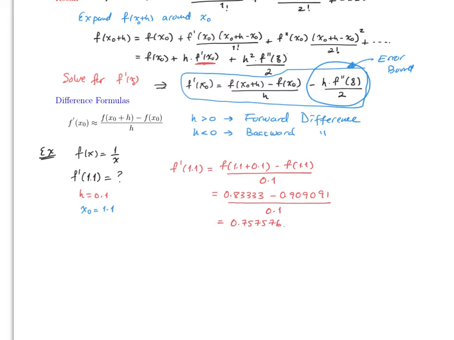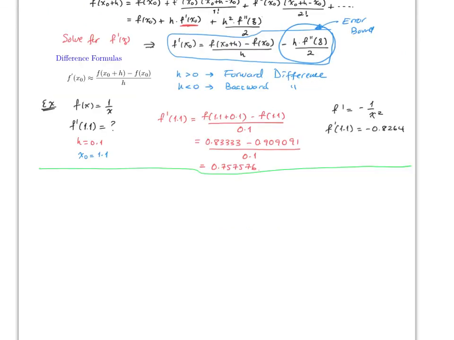Now notice that we know what the actual derivative is. f prime is actually equal to minus 1 over x squared. And f prime of 1.1 is actually equal to negative 0.8264. So you should check them. After one step, you can say that this is not close to that. And that's why we're going to use the error bound to tell you how close you should be, depending on the second derivative and also on the value for h.